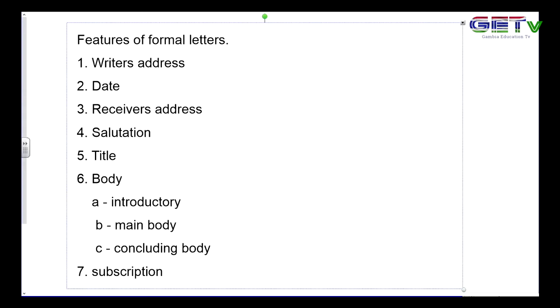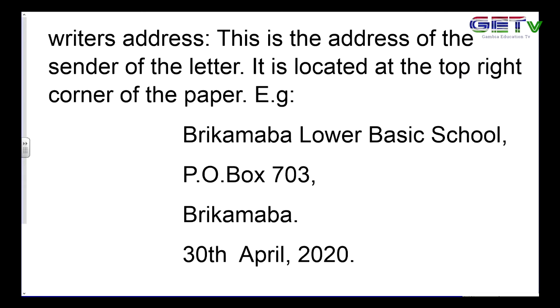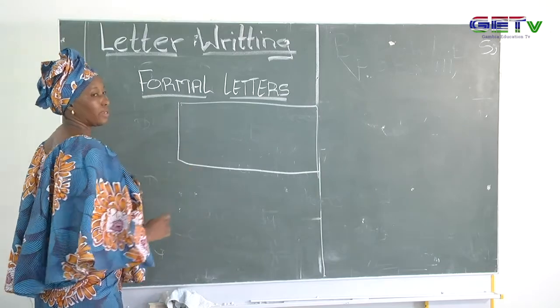Now, your reasons are there. Put the body into 3 parts. You have the introductory body, the main body, and then the concluding body, and then your subscriptions. Writer's address. This is the address of the sender of the letter. And it is located where? At the top right corner of the paper. There will be your own address. You, the writer, put it there.